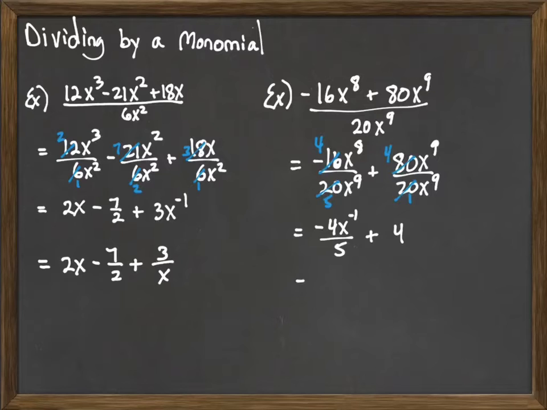And then we go ahead and simplify. We can do that by moving our negative exponent down to the bottom. You get negative 4 over 5x plus 4. And so that's our result there. Negative 4 over 5x plus 4. We can't do anything more with that. That's as simplified as it gets.